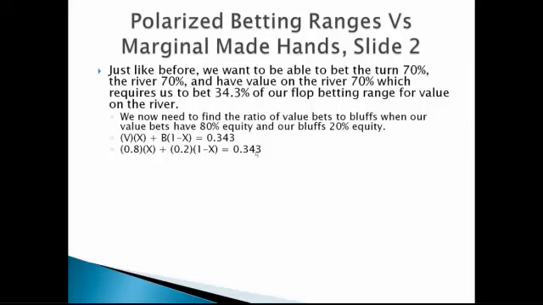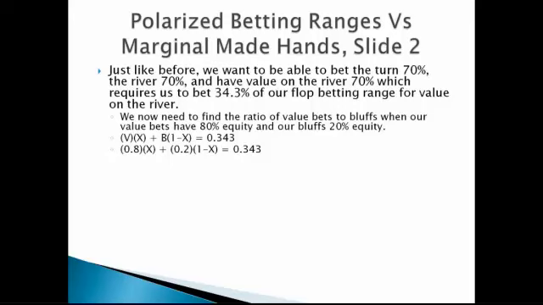So this equation is saying that our value hands have 80% equity, so we expect them to be able to bet all 3 streets 80% of the time. Once again, that's not an exactly precise answer, because as we'll talk about later, just because your value hand has 80% equity doesn't mean you're betting all 3 streets 80% of the time, but it's a model, and that's the assumption that we're using right now.